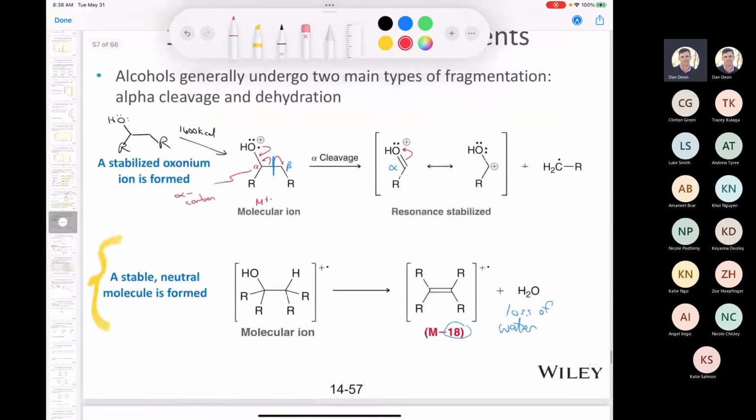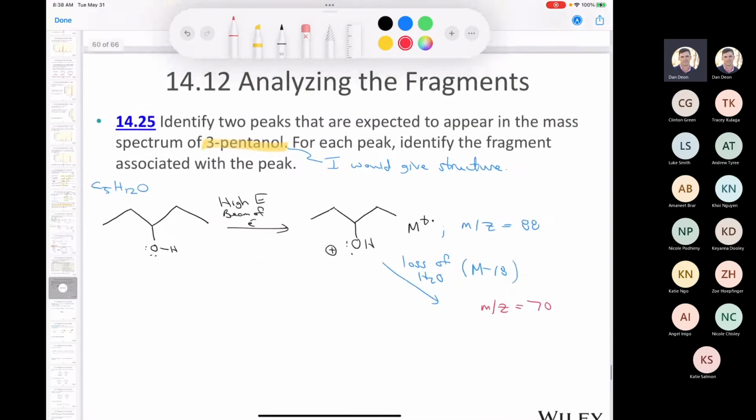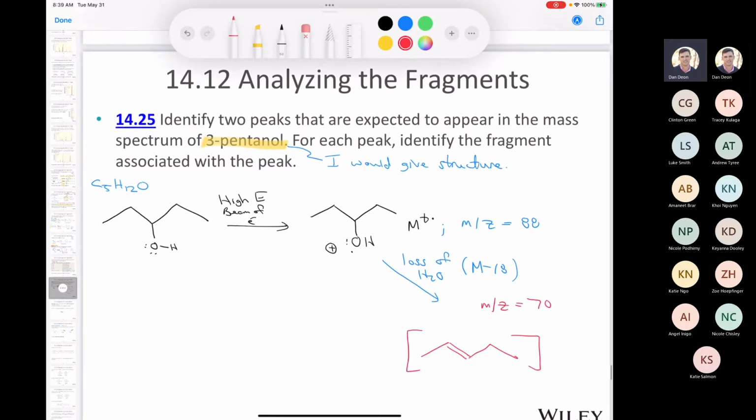So what you do is you lose water and you just end up making an alkene from the alpha carbon where the hydroxyl was to one of the beta carbons. Since this molecule has symmetry in it, it's symmetrical around this axis, it wouldn't matter where you drew the double bond, but you would end up with something that would look like this. So this would be your radical cation that you would end up with after you've lost water.